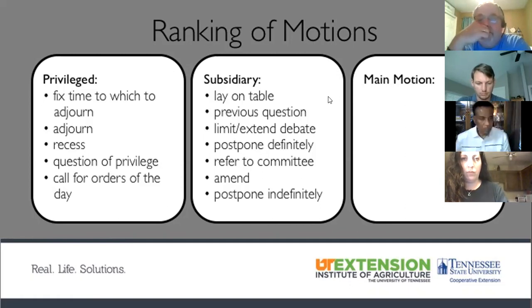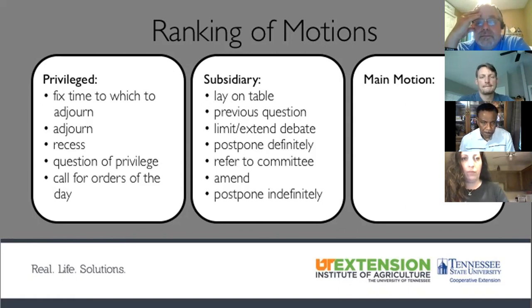So if we were ranking them, we're going from left to right. Privileged are the highest ranking motions, and there are only 5 privileged motions. We're going to discuss those tonight. Then we have a group of motions called subsidiary motions. Subsidiary motions help the group to deal with a main motion. These all apply to a main motion. They are also ranked in importance.